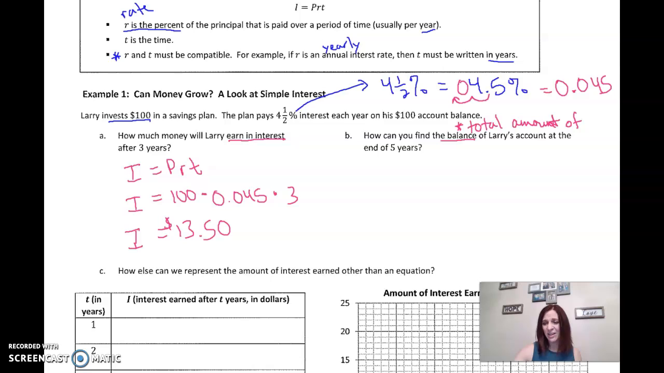That's the word amount there, sorry. That's the total amount of money. So first start by finding the interest. Interest equals principal times rate times time. Fill in what you know.